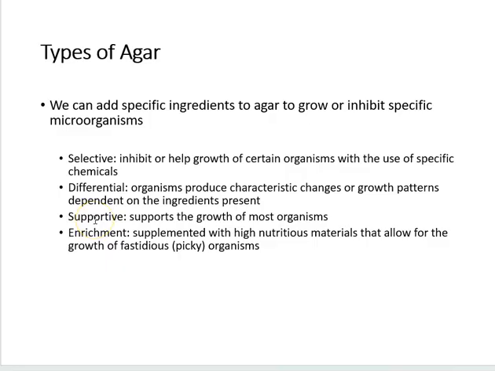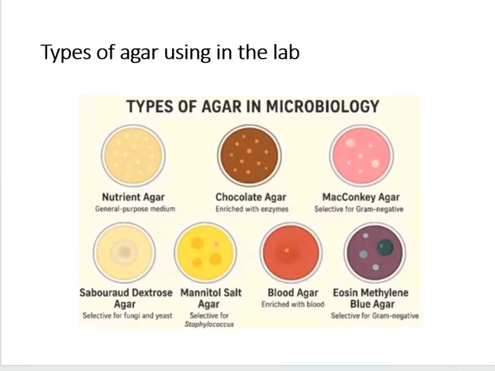Supportive agars are those that support the growth of most organisms. So this is your TSA instead of TSB, tryptic soy broth. You're going to have tryptic soy agar. There are other supportive agars, but they grow most of these organisms. And then some are picky, what we call fastidious, and they have to be supplemented with highly nutritious materials to allow for the growth of these picky organisms. And I'll give you an example in a few minutes.